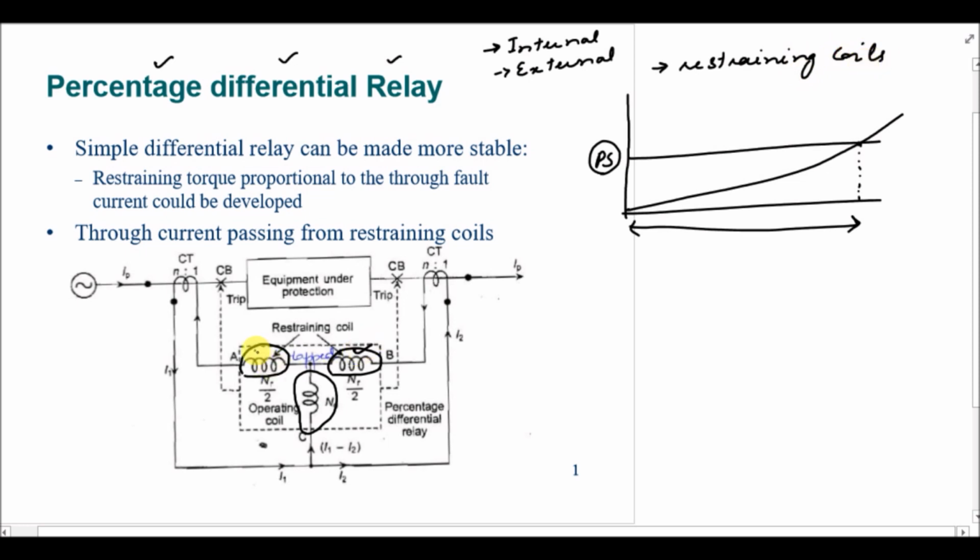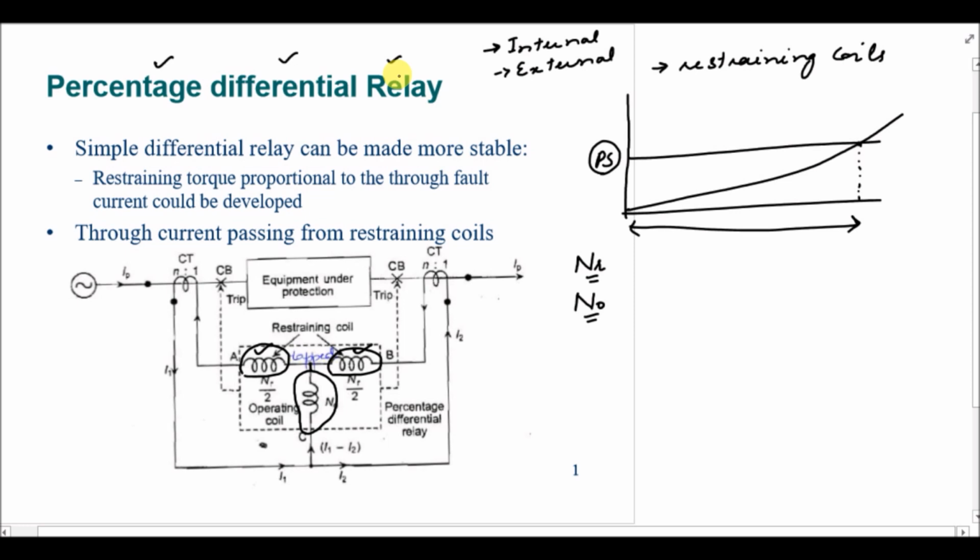This one and this one, these are the two parts of the restraining coil, which is center tapped by the operating coil. So NR is the number of turns of the restraining coil and N naught is the number of turns of the operating coil. So why do we need this restraining coil in the percentage differential relay? That is the question.